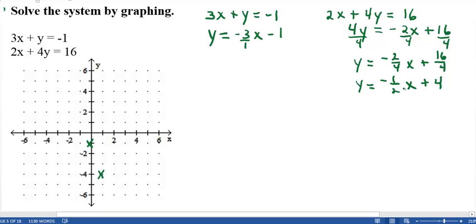Now I'm going to go ahead and graph my second line. This begins at my y-intercept, which in this case is a positive 4, and my slope is -1/2. So what I do from my y-intercept is go down 1 unit and to the right 2.